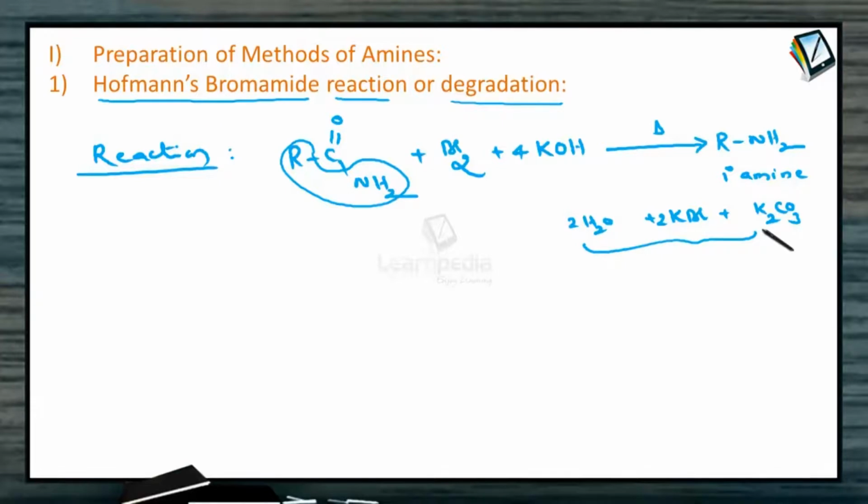Say, for example, let R be equal to CH3. We cannot put R equal to H. That is, formamide cannot be used. In that case, ammonia will be formed. So to get primary amine, 1 degree amine, R must not be H; R can be CH3.